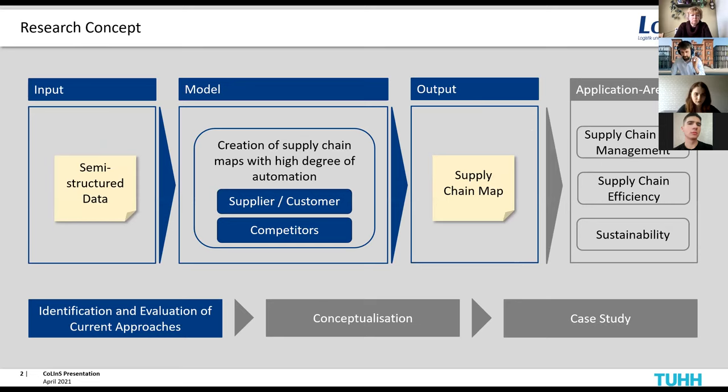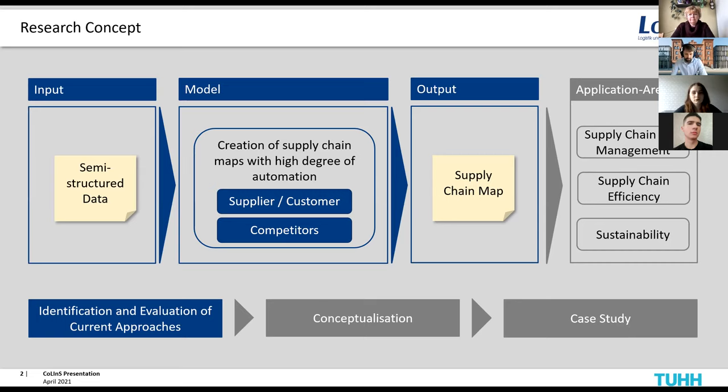So my research model: I want to develop a model with which you can extract, from semi-structured or unstructured data, mainly textual data such as blogs and news, supply chain information, for example suppliers and customers of companies or competitors of companies. And from this, I want to derive a so-called supply chain map, which can then be used by companies, for example, for risk management, efficiency, or even sustainability.